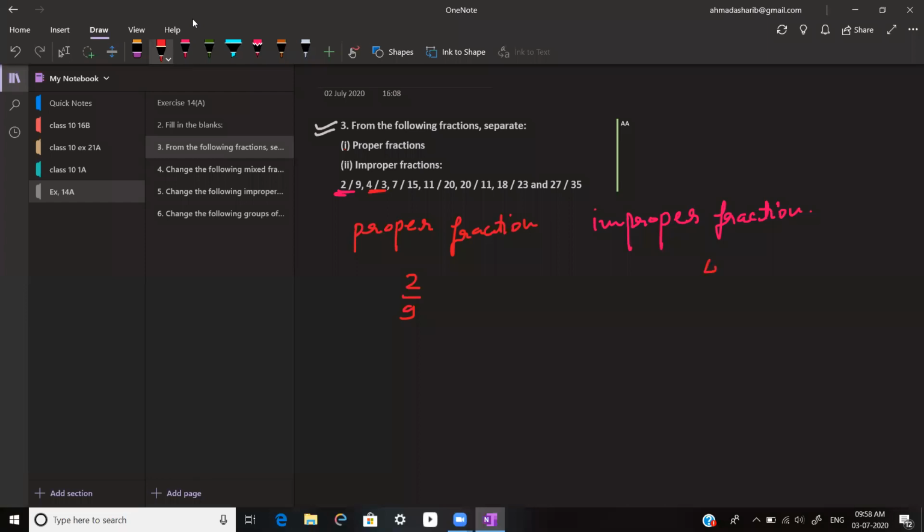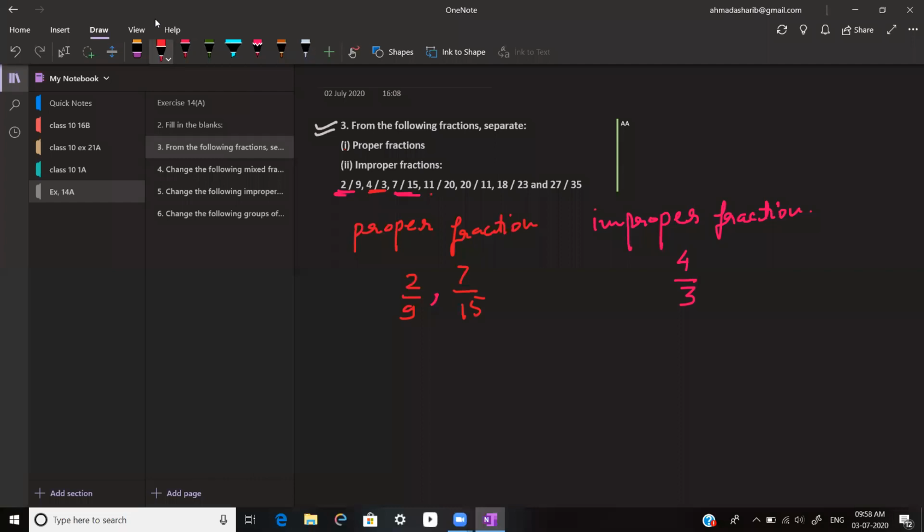So 4 upon 3, students, 4 upon 3 is an improper fraction. Why improper? Because 4 is greater. If you have a greater number in the numerator, it is improper. If you have a lesser number in the numerator, the fraction is proper. Okay, now tell me 7 upon 15. 7 upon 15 is what? Proper fraction, because 7 is lesser than 15.